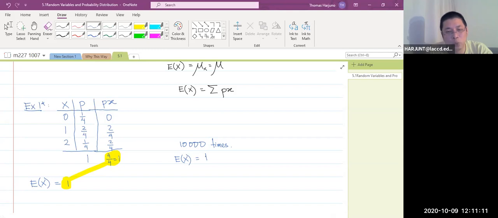On average, it's 1. If you do it 10,000 times and the average is 1, it means in these 10,000 times, we expect 10,000 of them to appear tails. What happens if I do it 40,000 times, Thomas? The expectation is still 1. Therefore, 1 times 40,000 is 40,000 tails.